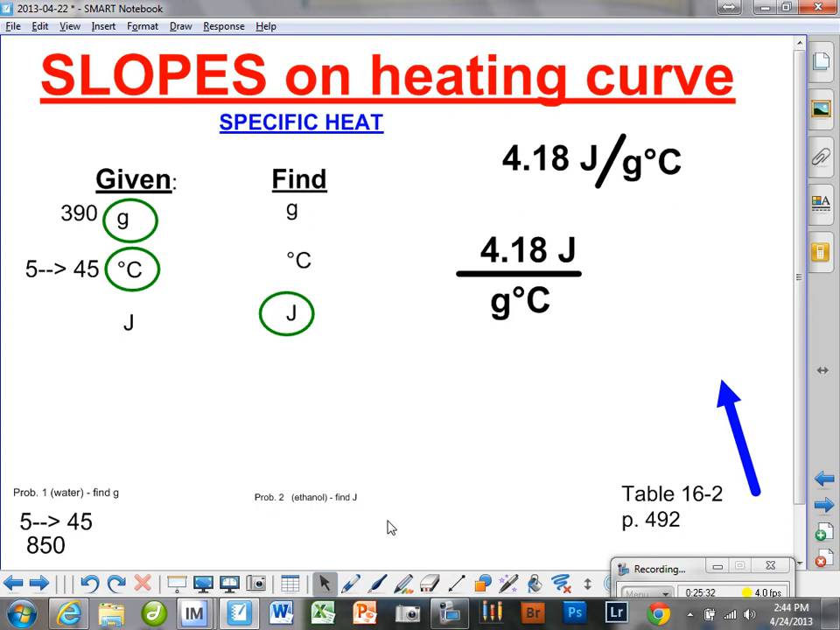So let's watch this go. We've got 4.184 joules over grams degrees centigrade. I hope you're writing this down. You want to write this down because this will help you in solving your do now. Okay? Now I've got to deal with our degrees centigrade. Daisy, could you tell me how to deal with degrees centigrade? How am I going to put that in the next fraction? What was my temperature change?